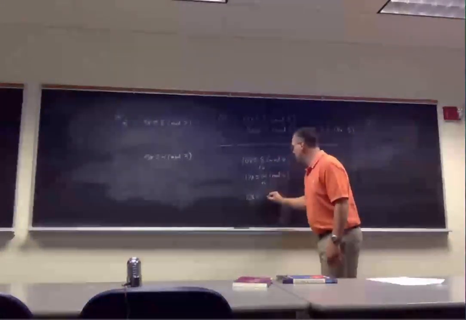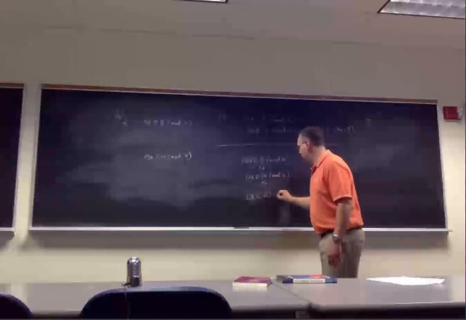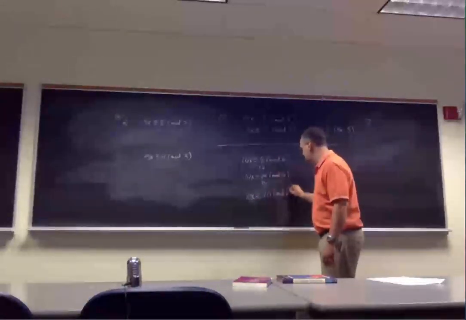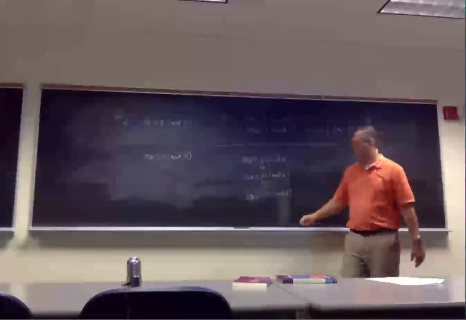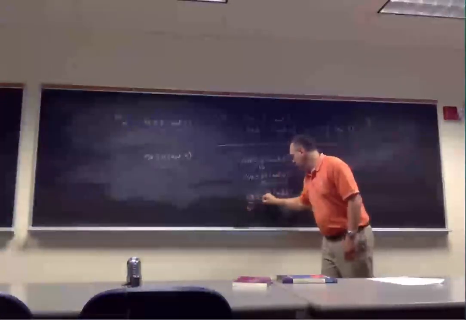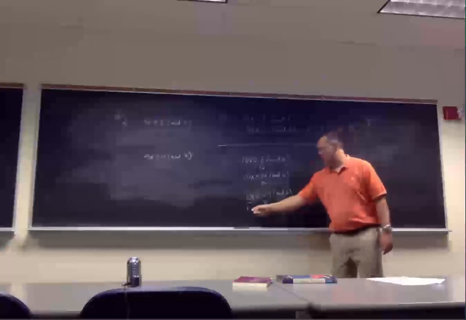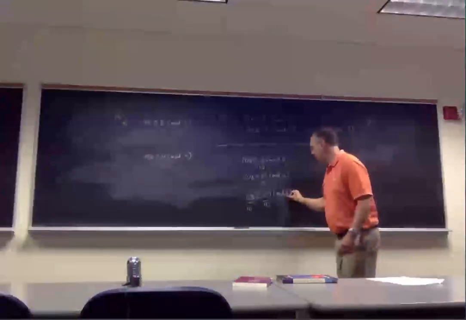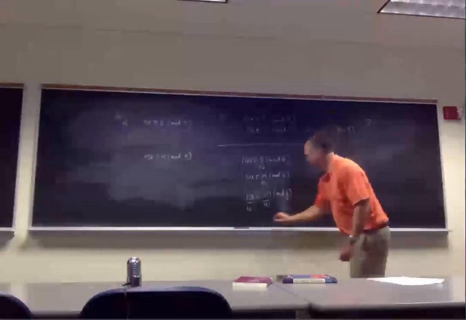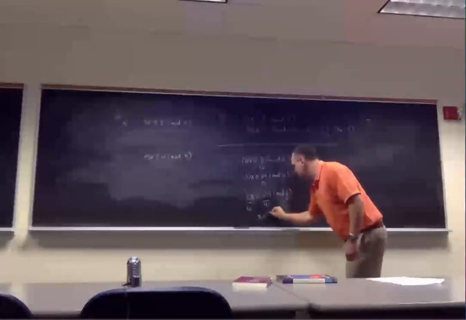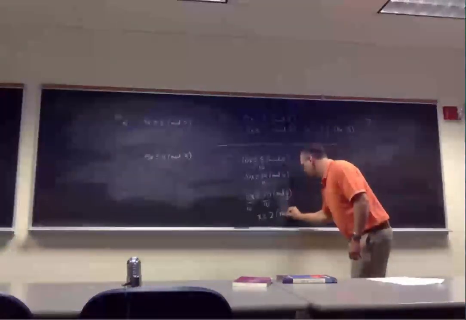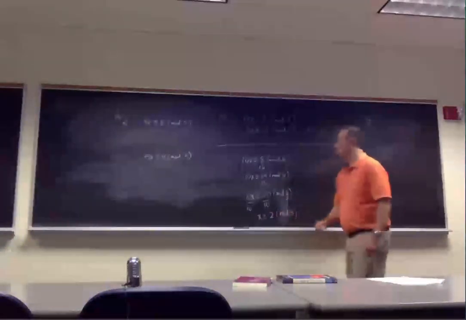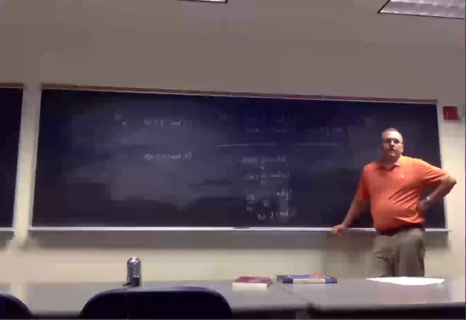So 10x is congruent to 20 mod 6. So now I can divide by 10. But what is the greatest common divisor of 10 and 6? 2. So I'd have to divide the modulus by 2. So I get x is congruent to 2 mod 3. Which I guess if you reduced it to mod 3 first, you would get that answer.